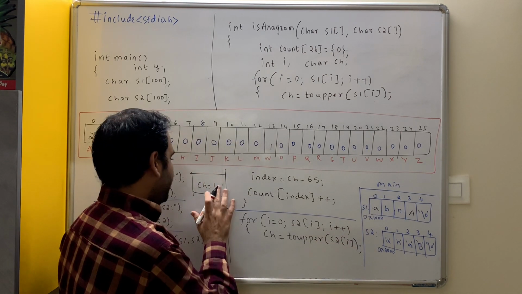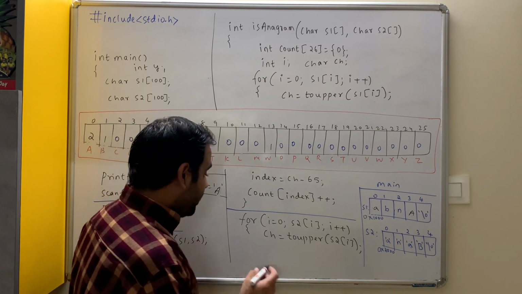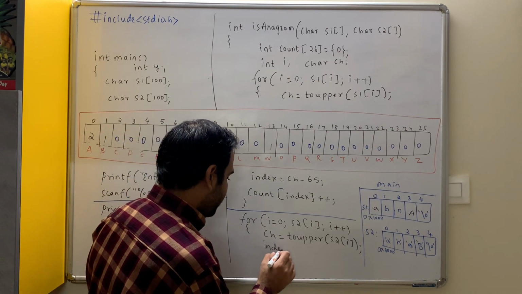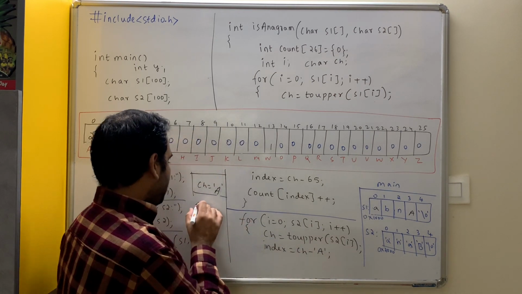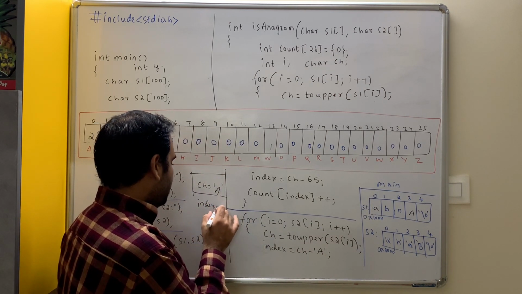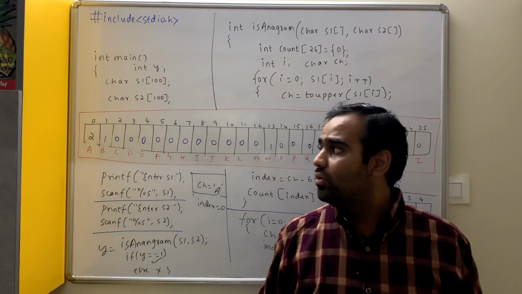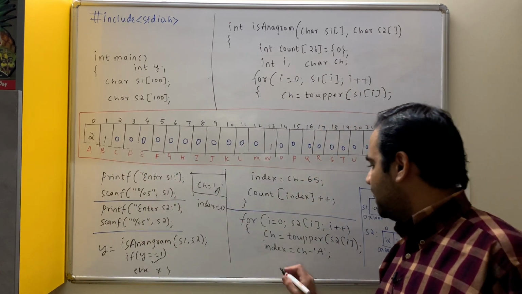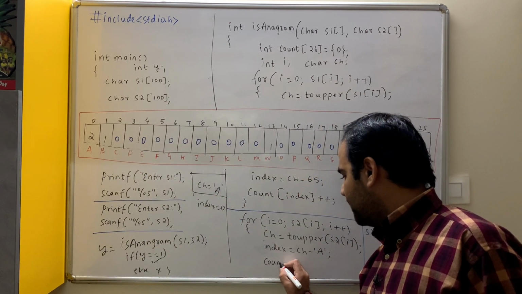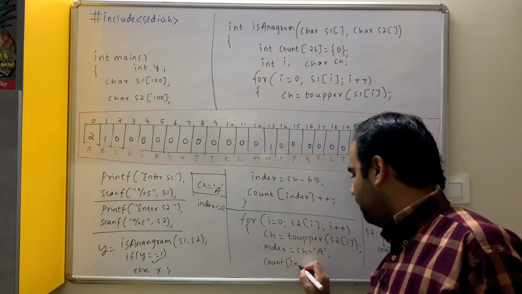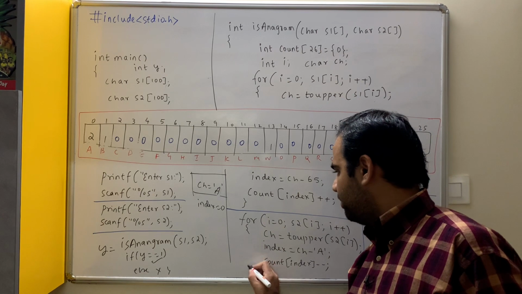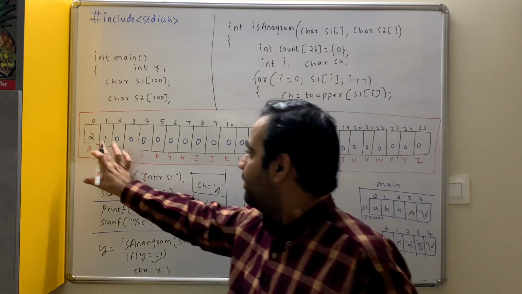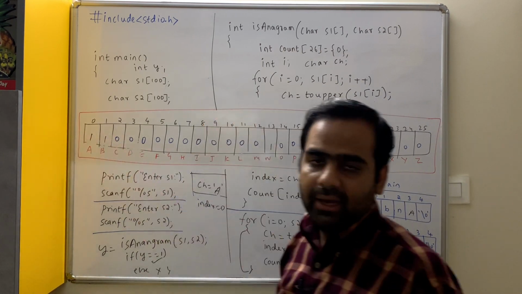Therefore, the value of ch will become uppercase A. You get the index. You say index is equal to ch minus A. Therefore, the value of index will be 0. Now, what do you need to do? You need to go to index 0 and decrement the count. Hence, we say count of index minus minus. Now, when I say count of index minus minus, it will become 1.